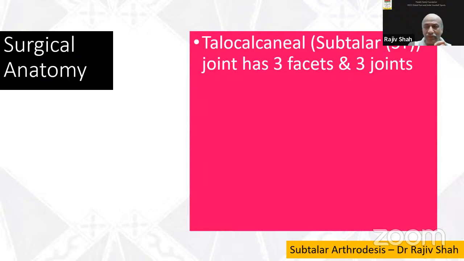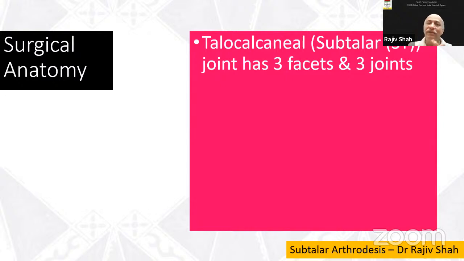We know that the subtalar joint has three facets and three joints: anterior, middle, and posterior. When we are talking about subtalar joint arthrodesis or subtalar joint arthritis, we are mainly talking about the posterior facet, which is the largest facet, the one which articulates with the talus posterior facet. Unless proved otherwise, when we talk about subtalar joint arthritis, we talk about posterior facet arthritis.